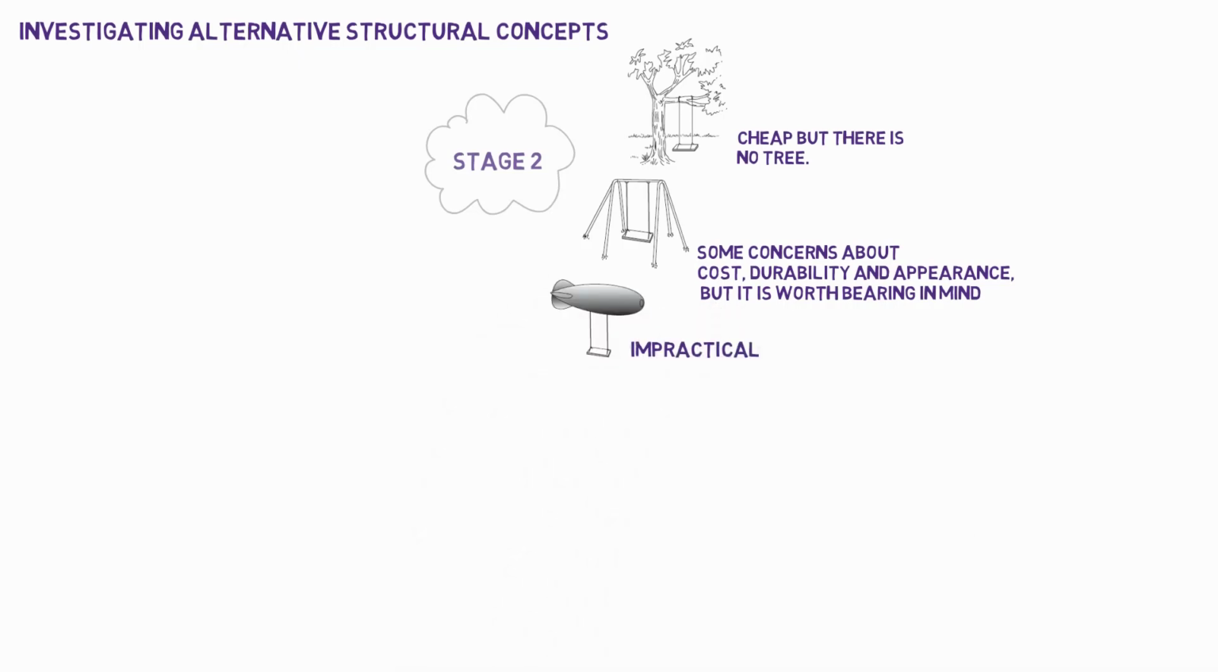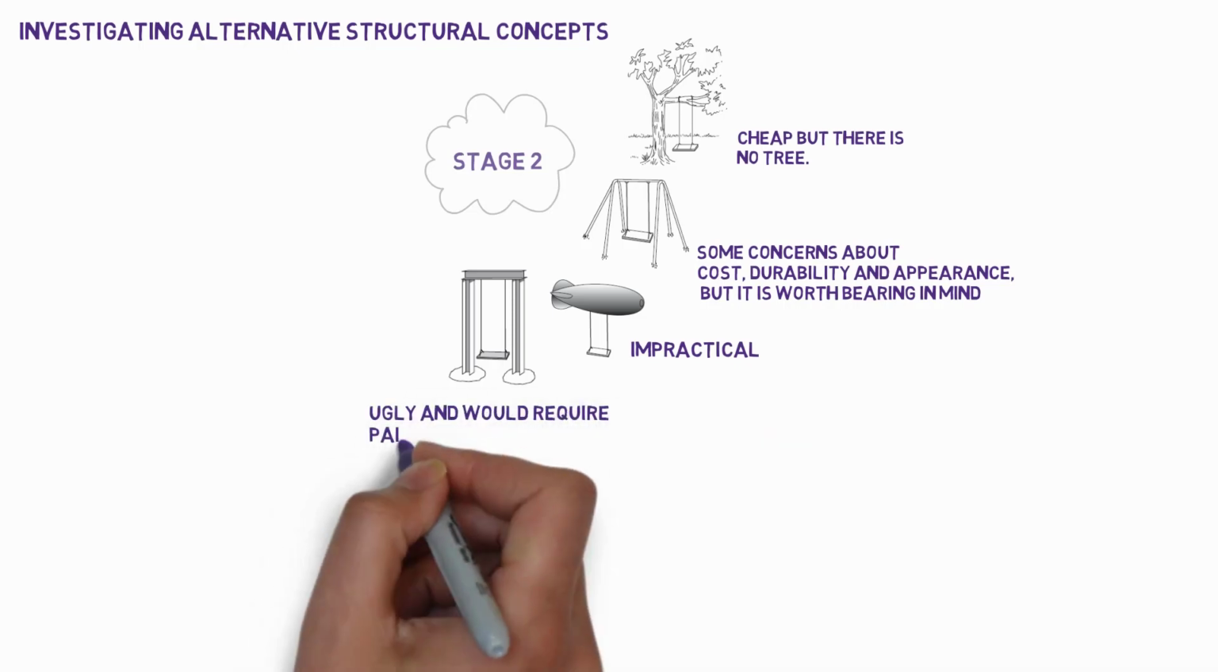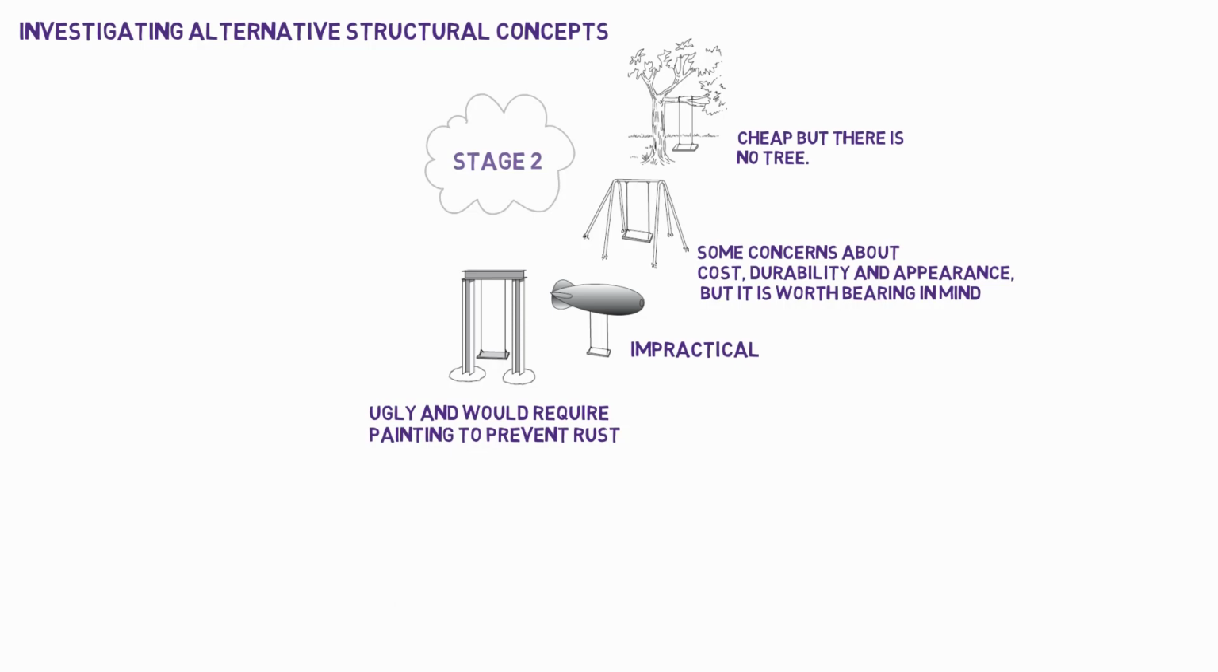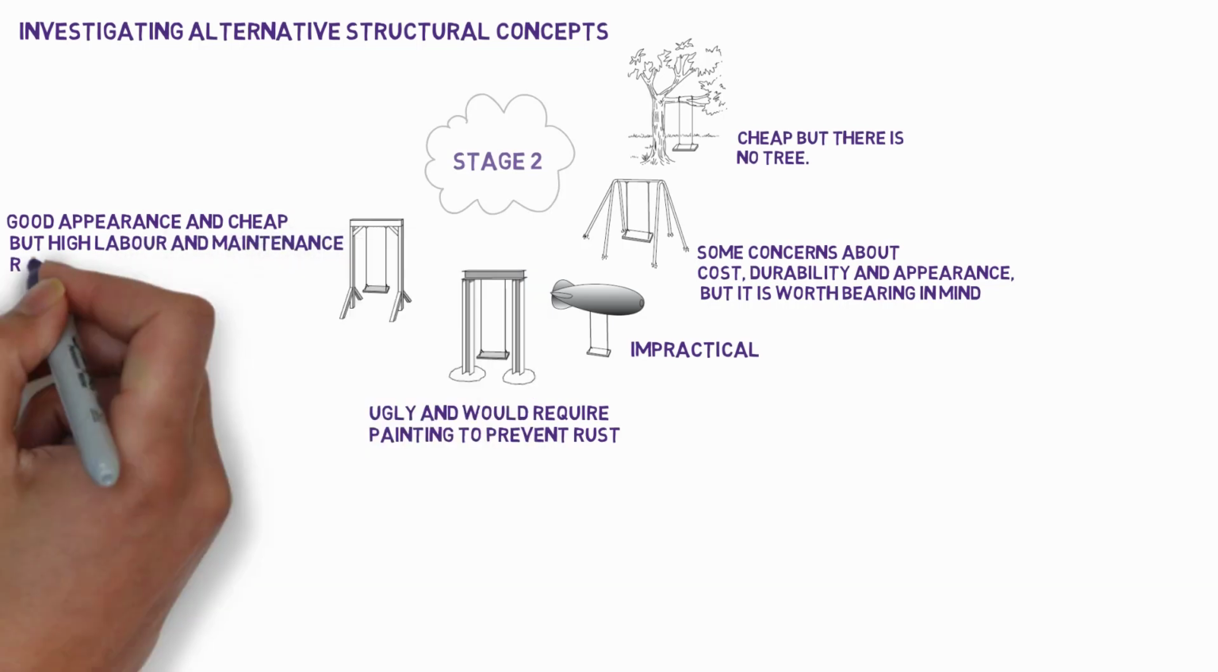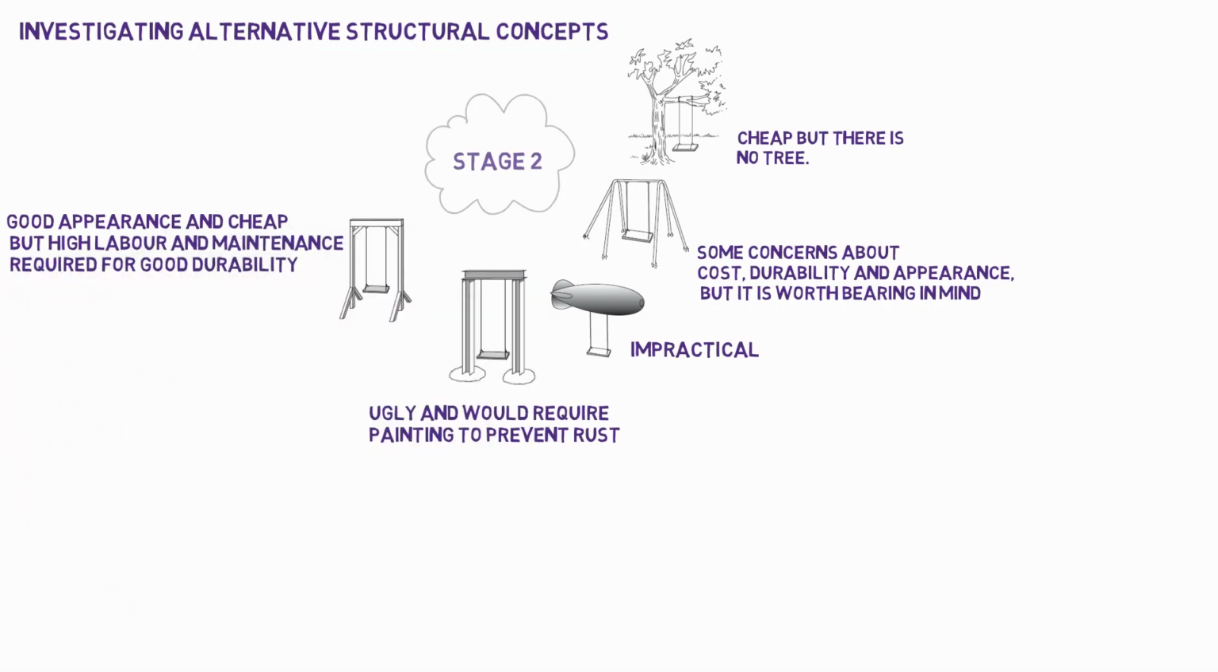Welded and bolted steel beams. Very robust, but it would have to be prefabricated by a local welder. The result is exceedingly ugly and would require painting to prevent rust. Timber frame with concrete foundations. Good appearance and relatively cheap, but high labor content and some maintenance required for good durability.